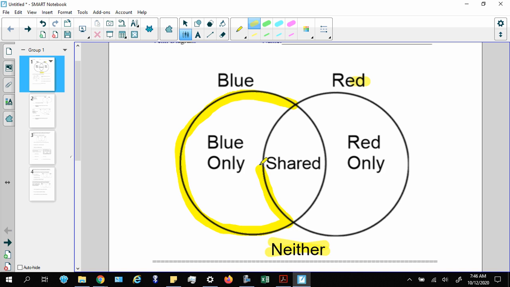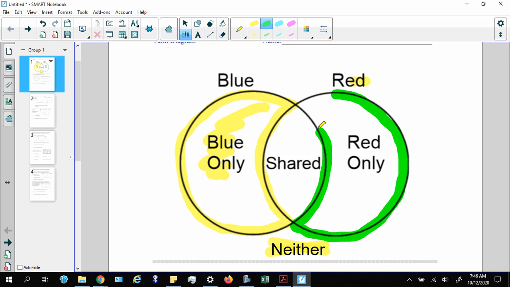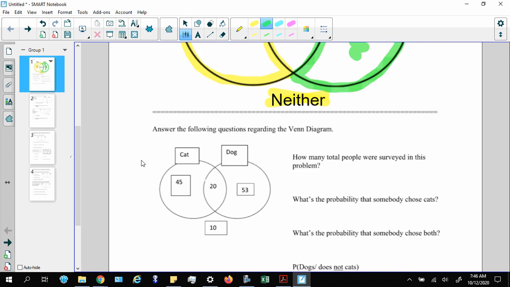Now, the last little thing I want to talk about is what I'm highlighting here in the Venn diagram. I'm cutting out the shared section of the circle. So whatever's in here will be blue only, and the same exact thing goes for the red circle. When you cut out the shared section, we're just doing red only. Now it's kind of confusing, especially when we don't have any numbers. I'm just giving you a blank example, so let's go ahead and dive into something.